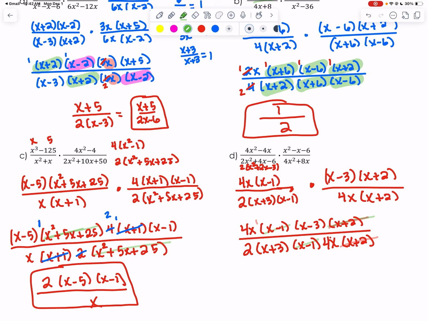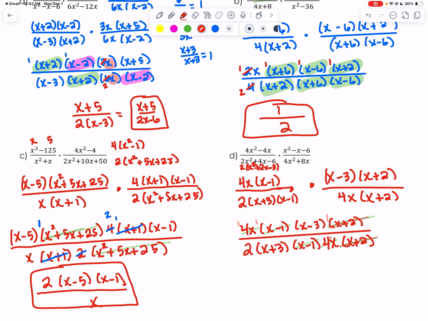Let me change the color. X plus 2 and x plus 2. That divides to 1. Okay, I see the 4x and the 4x. That divides to 1. Let me see if I have anything left.